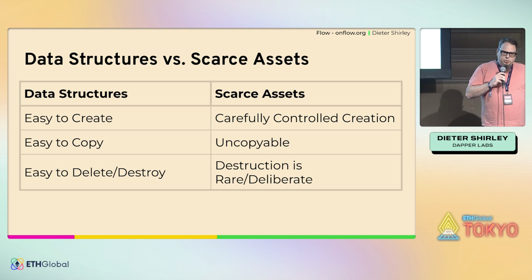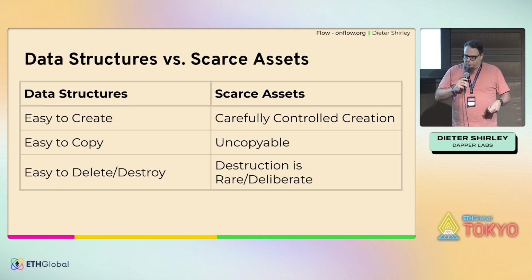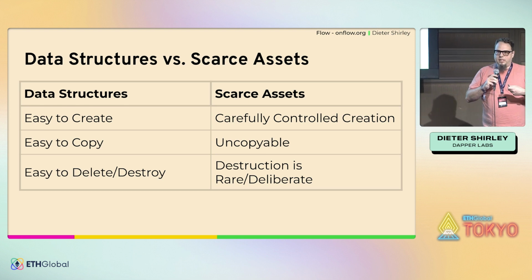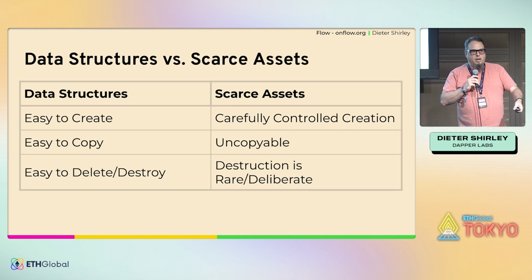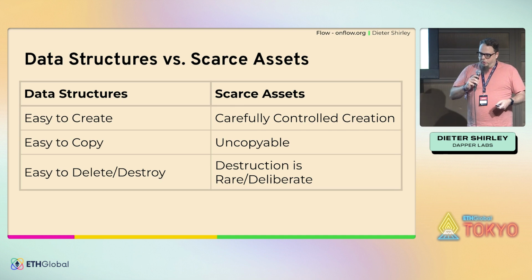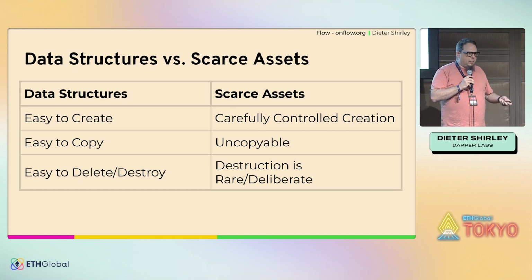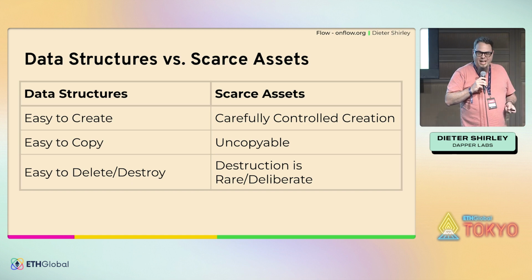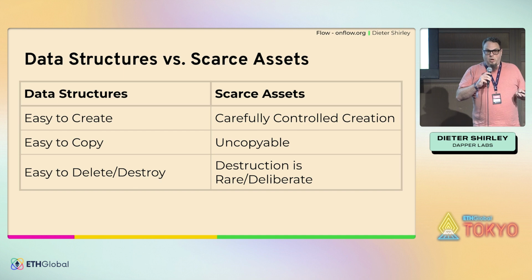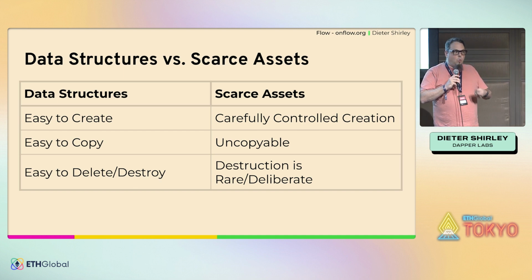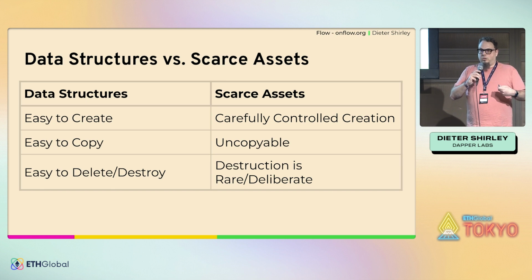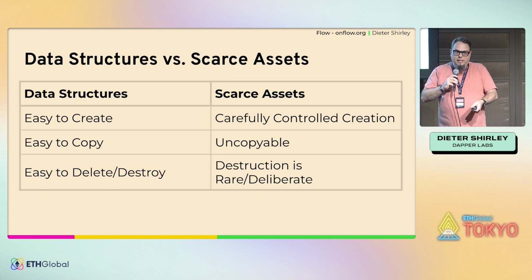But think about your tokens, whether they're fungible or non-fungible. You don't want those to be easy to create. The whole point of these things is that they have value and the creation of them is carefully controlled. They shouldn't be easy to copy. In the context of money, when we copy things, that's called forgery, and we don't want that. And we also don't want them to be easily destroyable. You don't want a simple programming error to allow some sort of asset to just be deleted and destroyed.